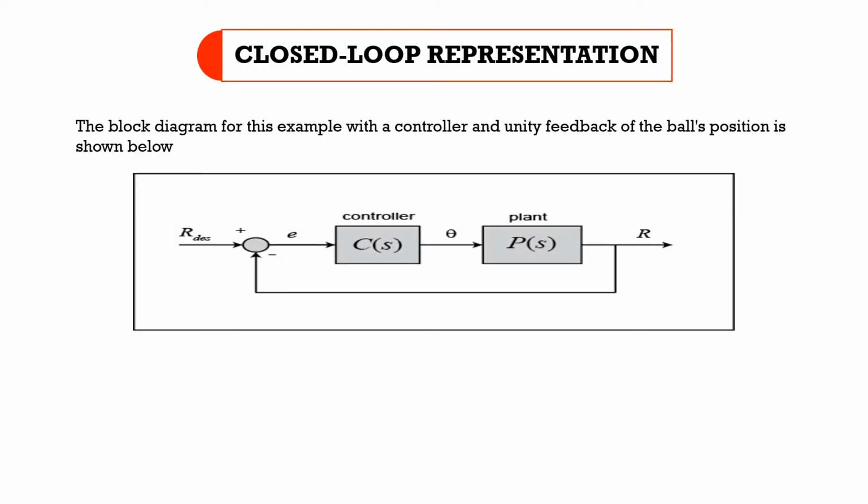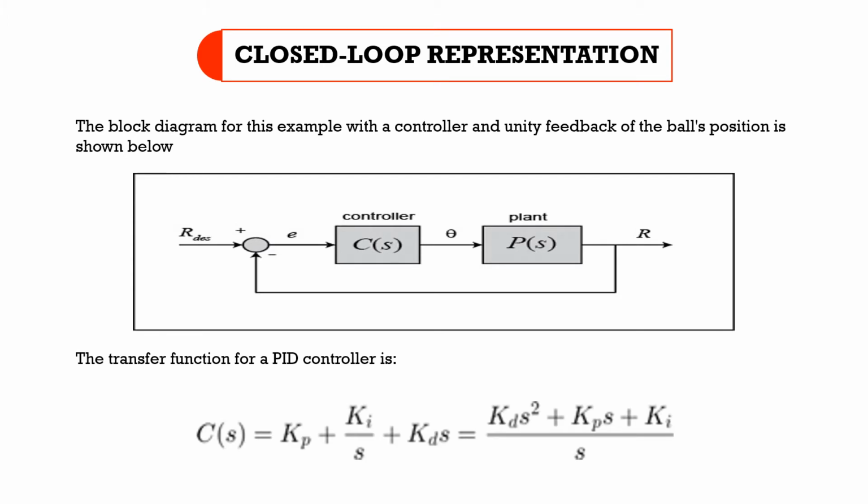The block diagram for this example, with a controller and a unity feedback of the ball's position, is shown below. It has the controller, plant, etc. The transfer function for a PID controller is C(s) equals Kp plus Ki by s plus Kd times s. This slide is about proportional control.